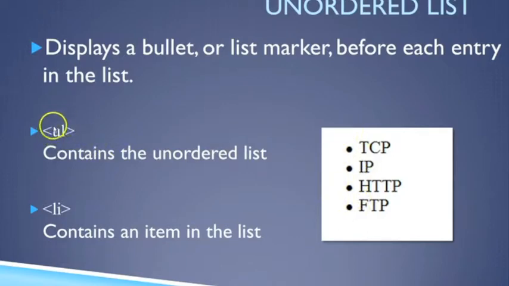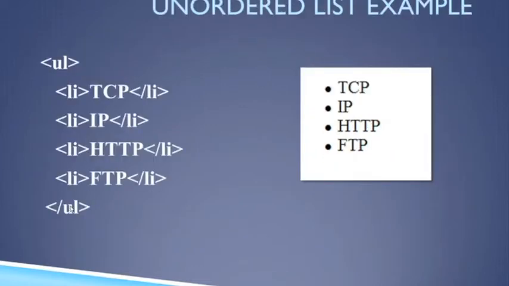For right now, we have UL that defines this list, so that will be enclosed in everything in here that we see, from TCP all the way down to FTP. And then for each item, we're going to list each item with an LI list element. So let's look at the code for that. So here we have an unordered list, and here's our closing tag. Now notice how it's structured here.